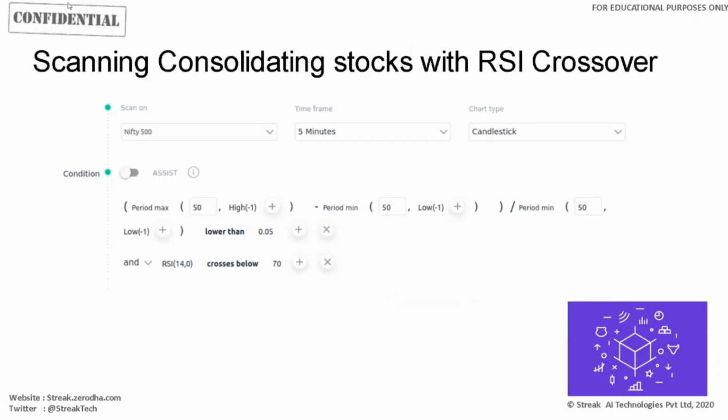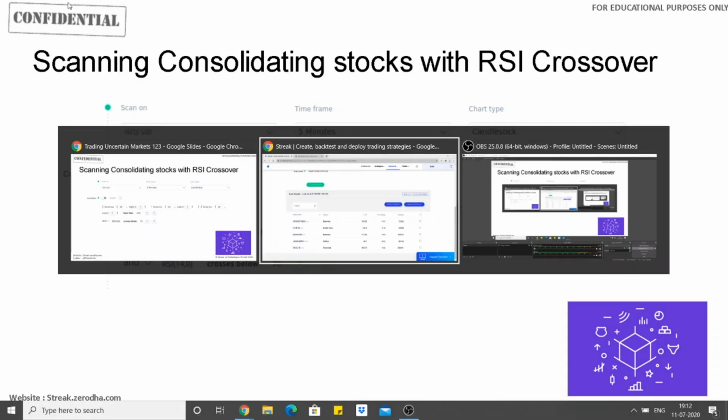Scanning consolidating stocks with RSI crossover. So this scanner again will help us identify stocks that are in a range bound market, that are in a sideways market, but we are using another methodology to find out such stocks. What we are doing is we are using the highest and the lowest price points that the stock has established in the past 50 periods, right? And we are also using RSI. So let's head right in and create this scanner as well.